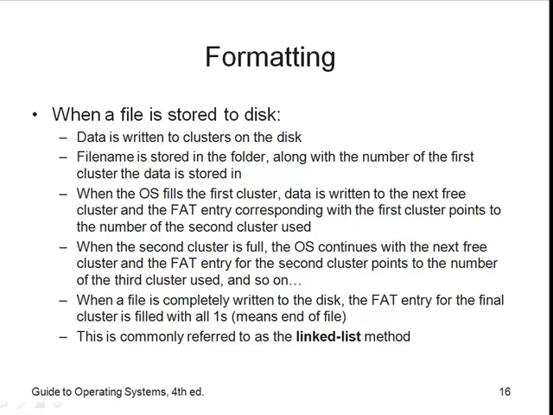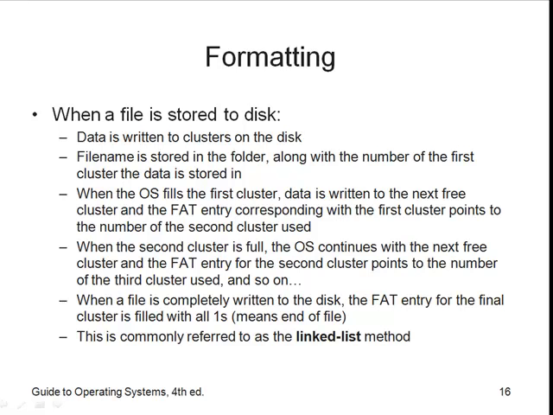So what happens when we store a file to the disk? Well, data is written to clusters on the disk. The file name is stored in the folder along with the number of the first cluster the data is stored on. When the operating system fills the first cluster, data is written to the next free cluster, and the FAT entry corresponding with the first cluster points to the number of the second cluster used. When the second cluster is full, the operating system continues with the next free cluster, and the FAT entry for the second cluster will point to the number of the third cluster used, and so on.